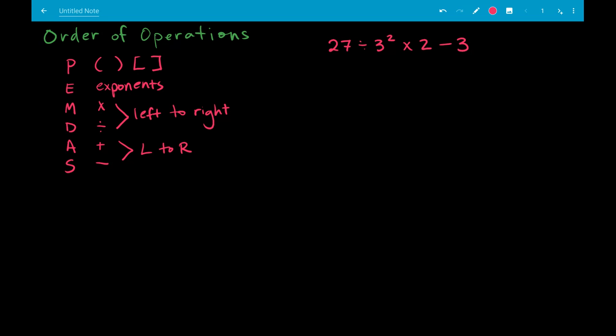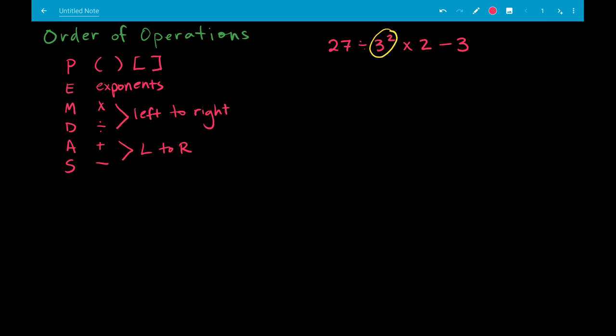First, look at the letter P. That's the first one in our order of operations. Do I have any parentheses or grouping symbols? In this case, I don't. So I'm just going to continue on down. Do I have exponents? Yes, I do. I have exponents right here with 3 squared. So I'm going to do that first.